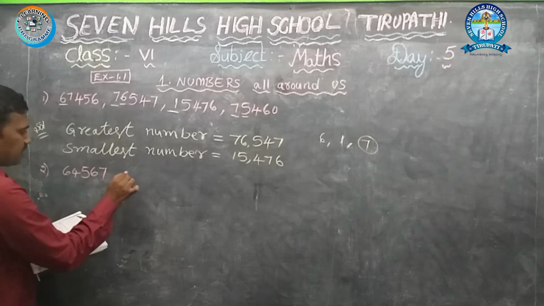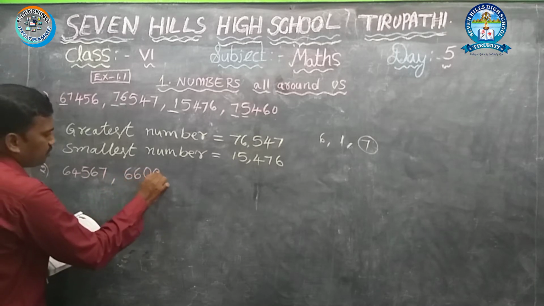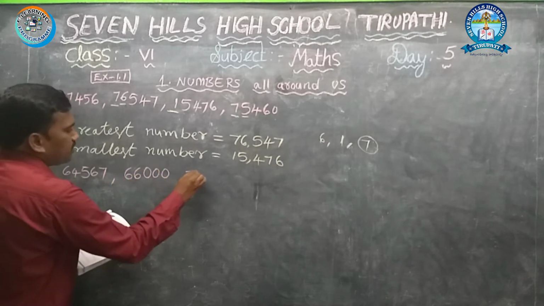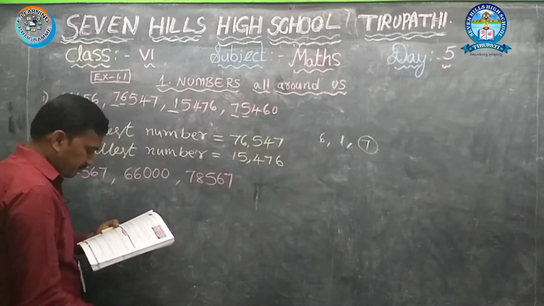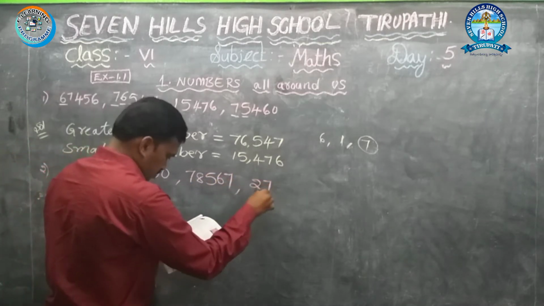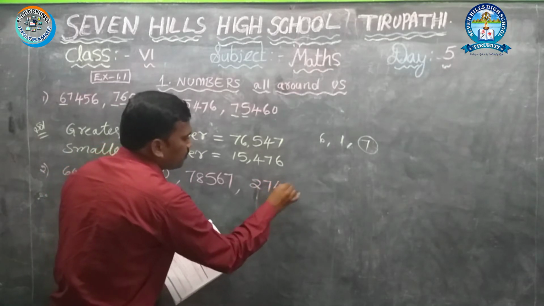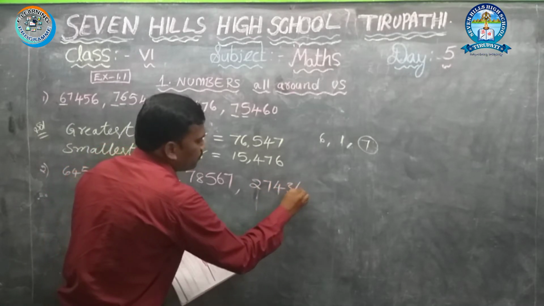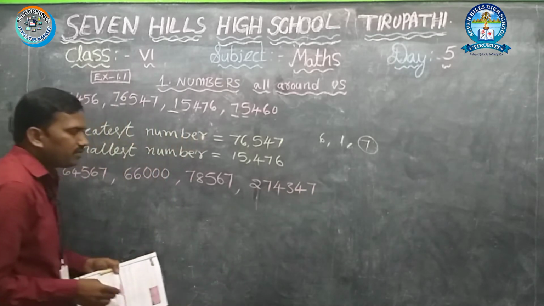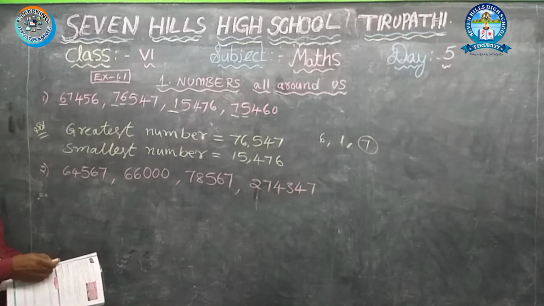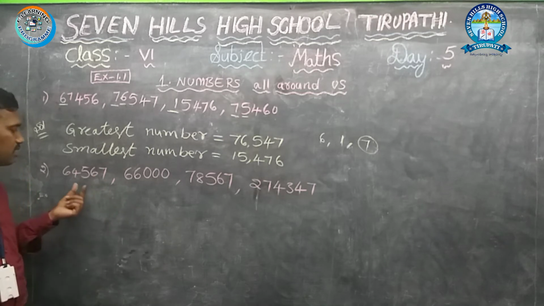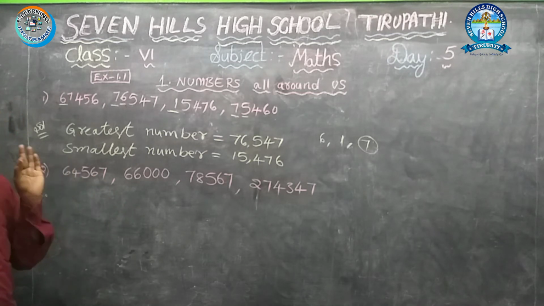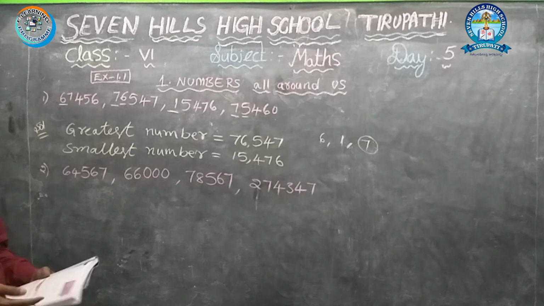64,567, 66,000, 78,567, 274,347. Okay, now what is the first step to compare? Yes, that is to count the digits. First of all, count the digits.